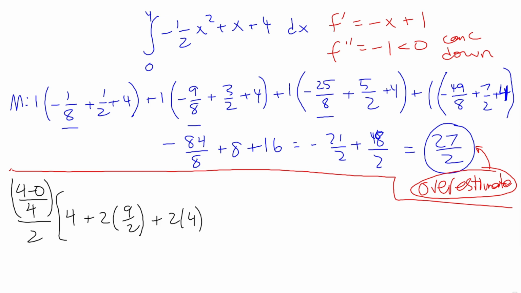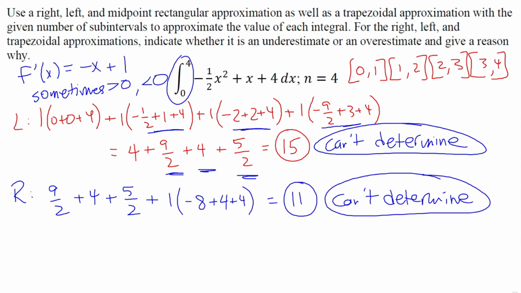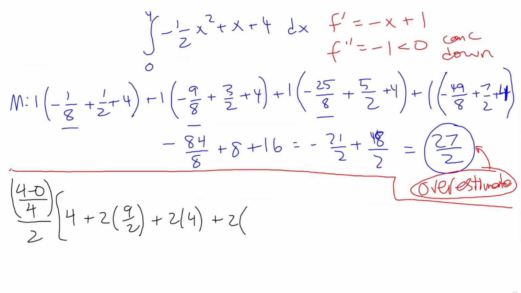And then when we plugged in 3 to that, I believe it was 5 halves. Yep. So 2 times 5 halves. And then when we plug in 4 to that, we don't multiply it by 2. We just put what we get when we plugged in 4. Well, when we plugged in 4 to that, it was 16 times negative 1 half, which was negative 8, plus 4, which was just 0.